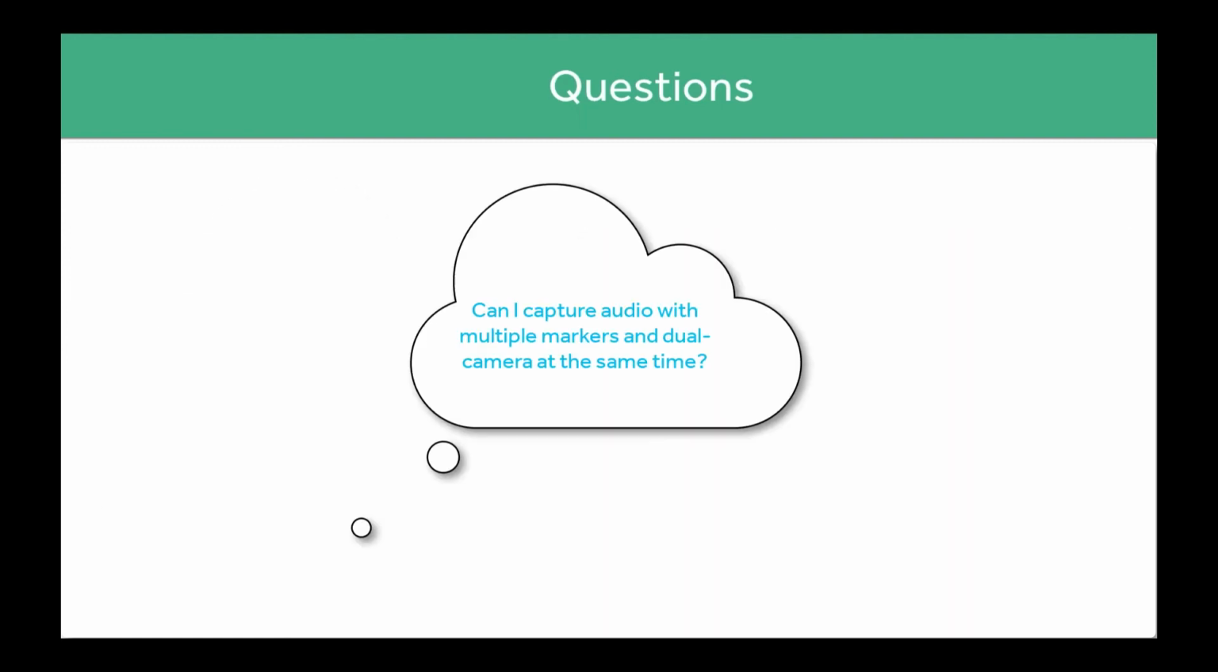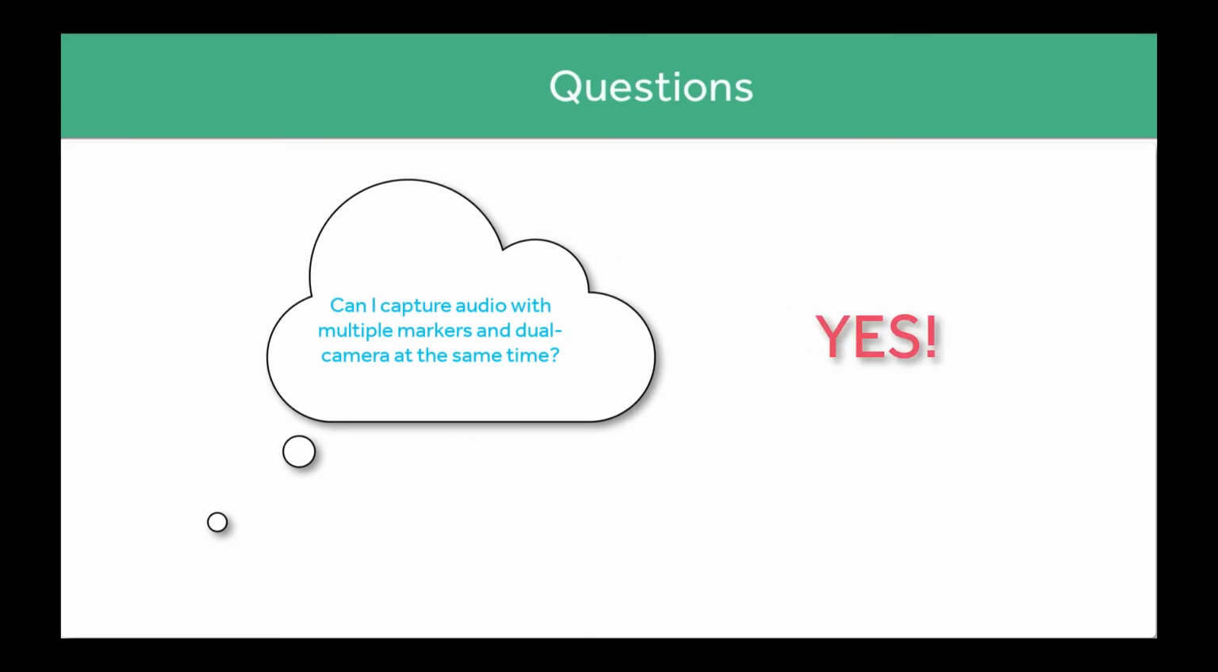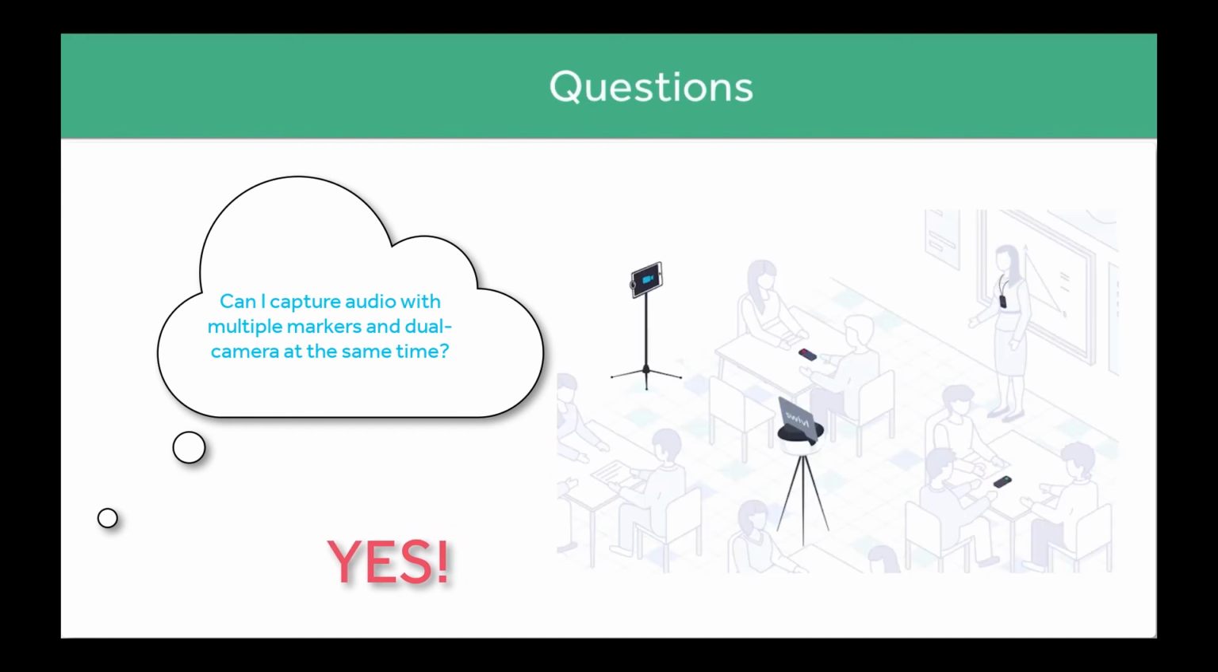So just another question about how you could use multiple markers with dual camera. So you would set them up around the classroom. You could have a marker on this desk. You could have a marker here. If you have 4 additional markers, you can set them up.